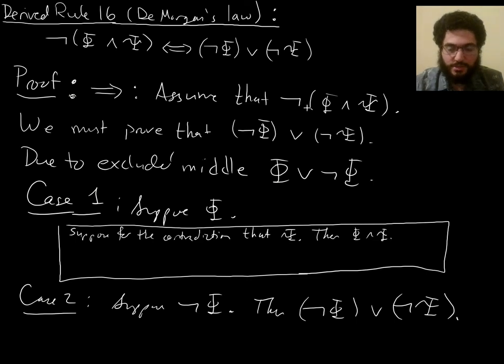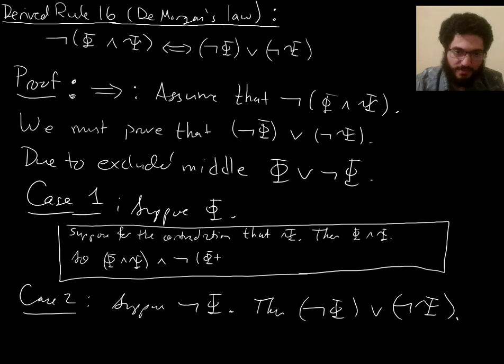And this is our contradiction. We have phi and psi and not phi and psi. So that means phi and psi and not phi and psi. And this is a contradiction. Anytime you have a proposition and not the same proposition, that's what a contradiction is. So this is a contradiction. Therefore, we can end the proof by contradiction.